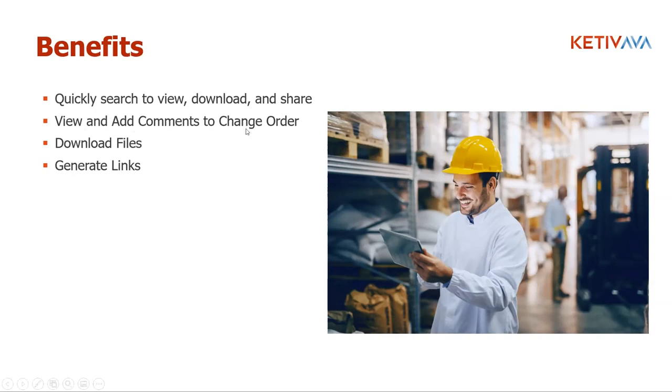You can view and add comments to change orders. So you can actually make changes to change orders and life cycles, which I'll show in just a moment when I transition over to the phone. You can download files, like I was mentioning, and then you can generate links. I actually did not show that. Let me go back to the Thin Client real quick to show the generation of links.